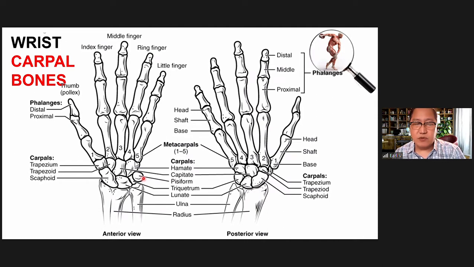There is a mnemonic, so long to pinky. I'm going to discuss it in more detail mamaya. So this is now the distal row: trapezium, trapezoid, capitate, and hamate. By the way, ang pisiform, it's more or less a P-shape, rounded. Pisiform bone is just on top of the triquetrum. The pisiform thus projects more anteriorly kasi nakapatong lang ito sa triquetrum behind it.